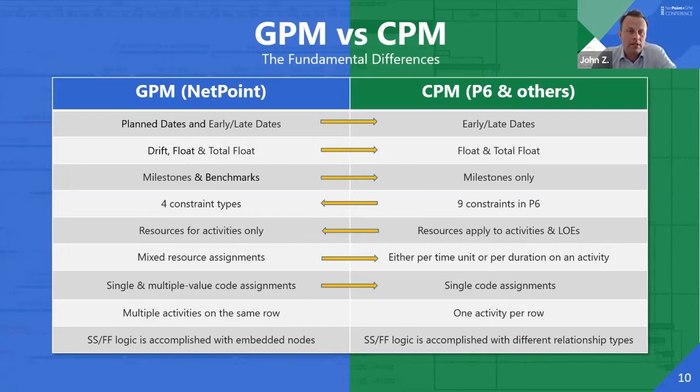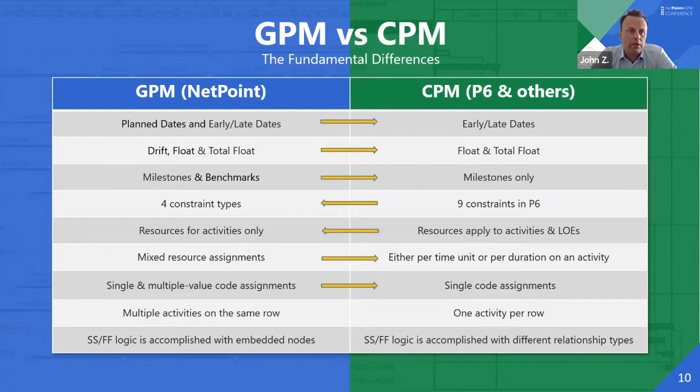Activity codes has kind of a similar situation. In NetPoint, you can have a code with two values, and you can actually assign each of those values to the same activity. Clearly in P6, you can't do that. It's kind of a one-for-one. So if you have those multiple behavior codes, as we call them, when you export to P6, the codes will not come across.